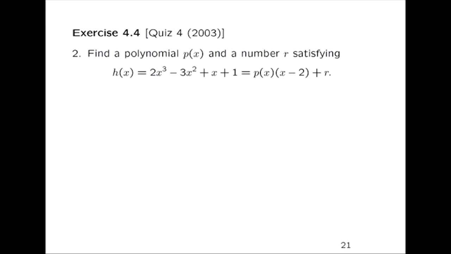Since we studied synthetic division, let's try this.